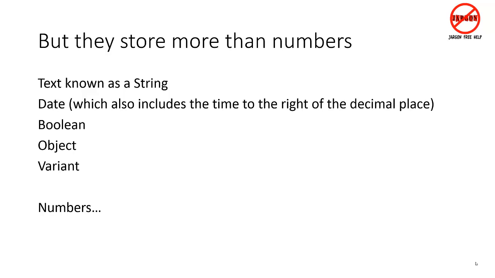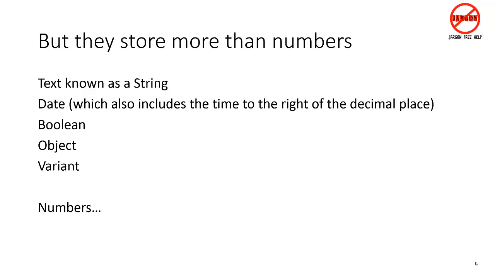You have Boolean, which is basically true or false, and that can be really useful just to get a yes or no. Objects are things on the screen, which could be buttons or pictures and things like that. You have variants. A variant is when you don't know what's going to be stored, and it takes up as much space as possible.